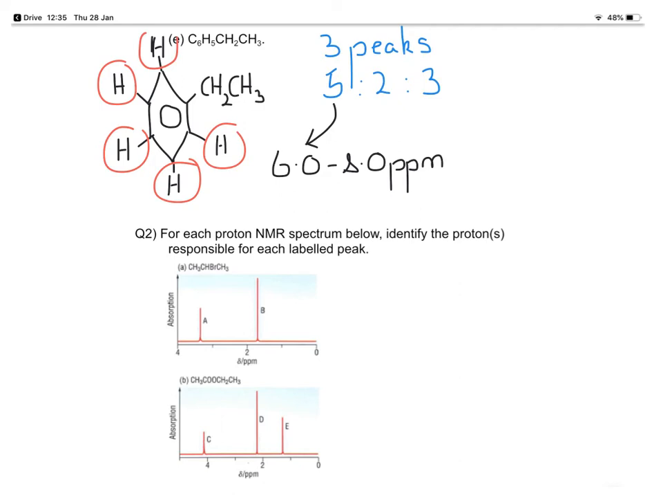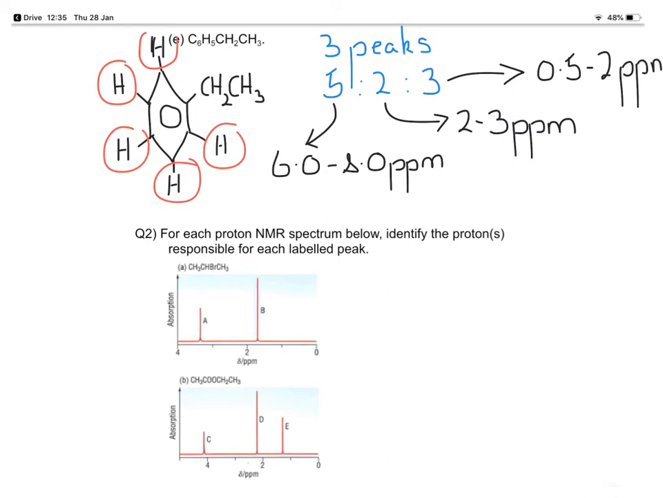The 2 hydrogens that we come to next will be between 2 and 3. Now the last 3 hydrogens, it's just as if they're in a saturated alkane. They don't look as far as the benzene ring, they're just looking at what's directly beside them. So their chemical shift will be between 0.5 and 2 parts per million.